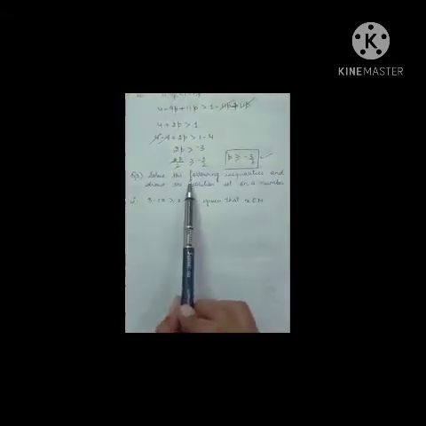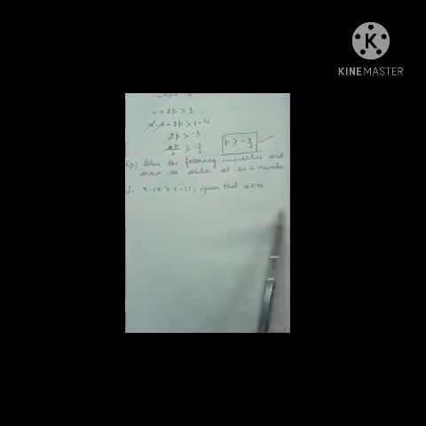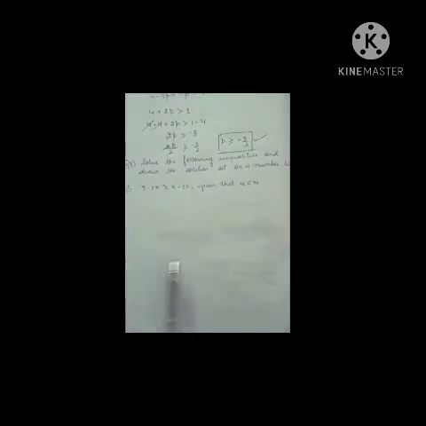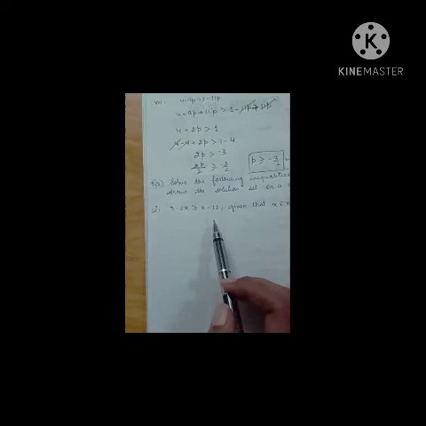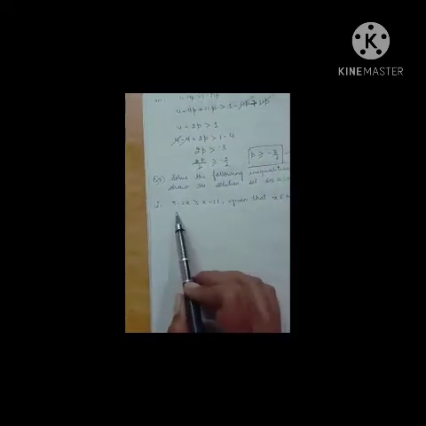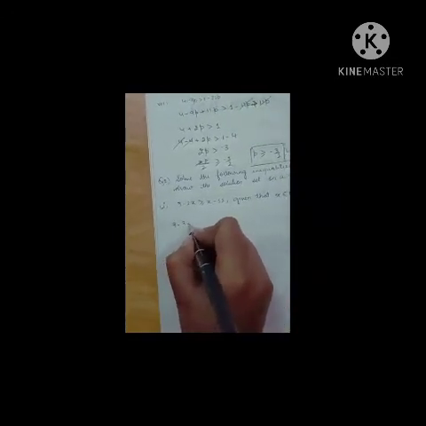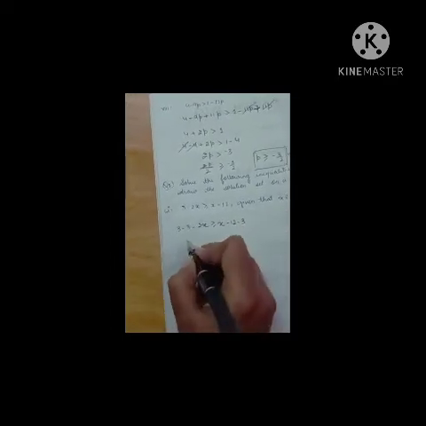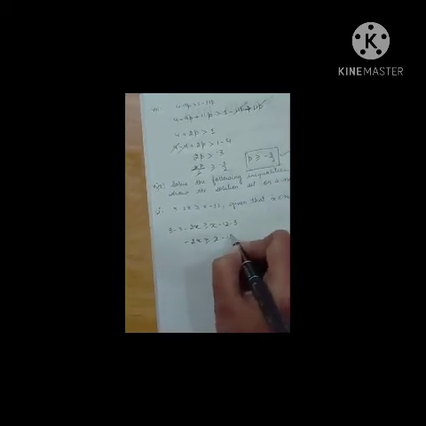Question number 2. Solve the following inequality and draw the solution set on a number line. So first we have to solve this inequality, and then we make a number line. First, I subtract 3 from both sides. So 3 minus 2x greater than or equal to x minus 12 minus 3. Here I get minus 2x greater than or equal to x minus 15.